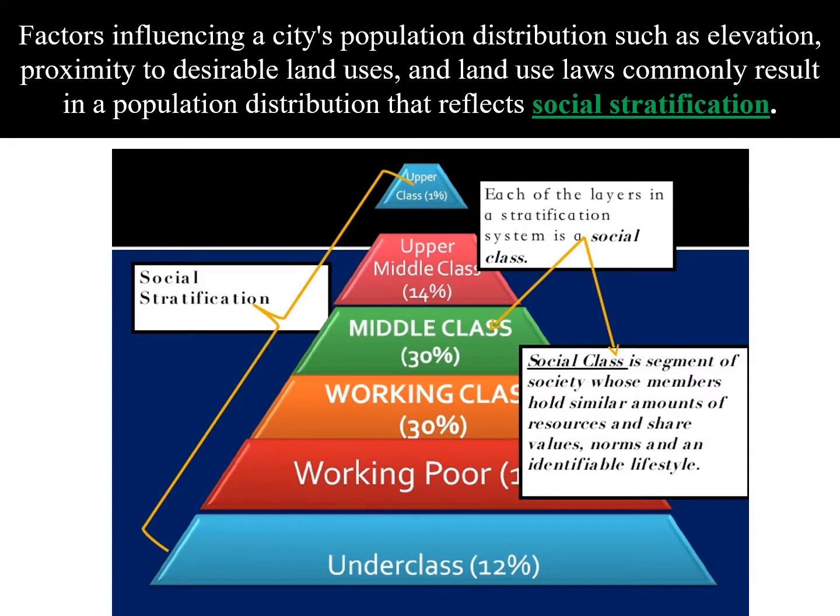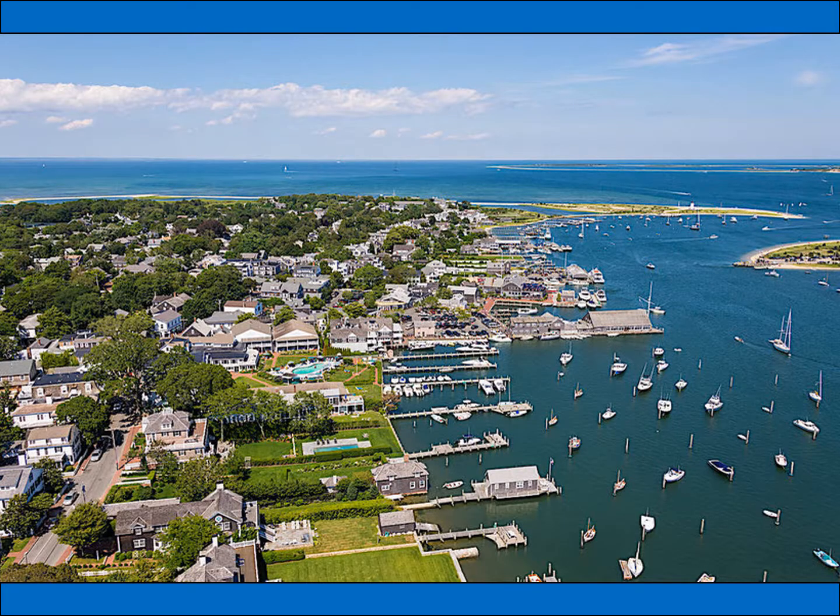Factors influencing a city's population distribution, such as elevation, proximity to desirable land use, and land use laws, commonly result in a population distribution that reflects social stratification. Typically, we're going to see the wealthy people live on the most desirable land, and the poor people live on the least desirable land.